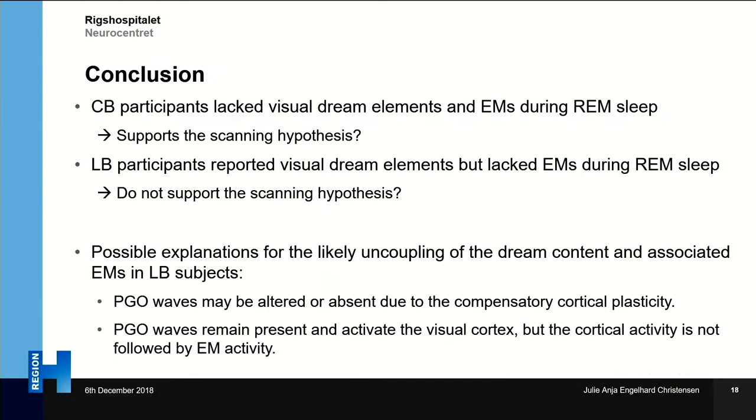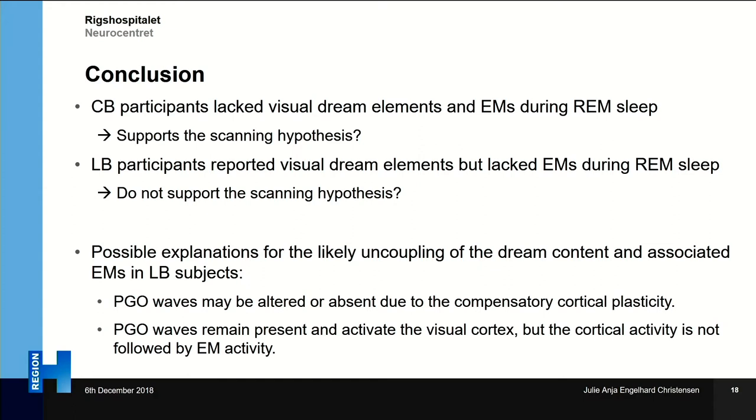So, trying to conclude on this, we have some results that might support the scanning hypothesis. The congenitally blind subjects both lack visual dream elements and also the eye movements during sleep, so this could support the scanning hypothesis. But we also have this uncoupling between the eye movements and the visual dream content of the late blind participants, because they do still report visual dream content, but they don't show any eye movements during their REM sleep.